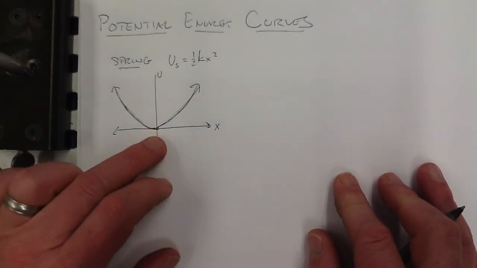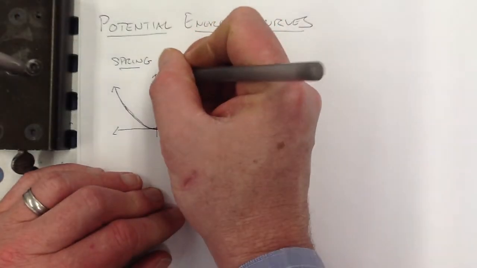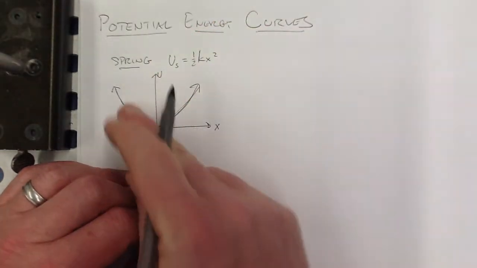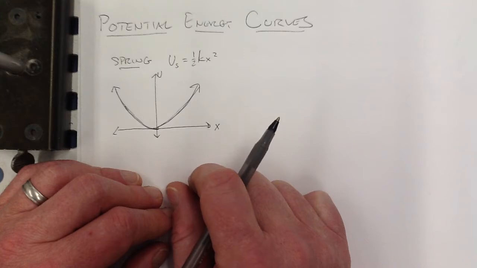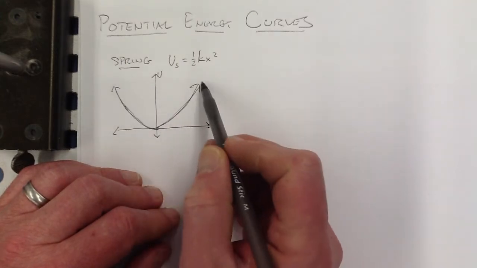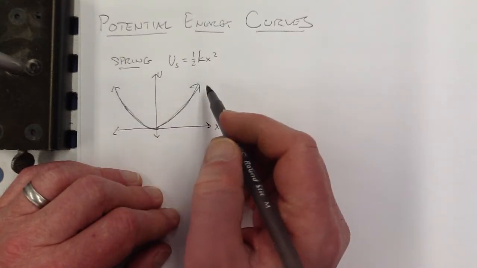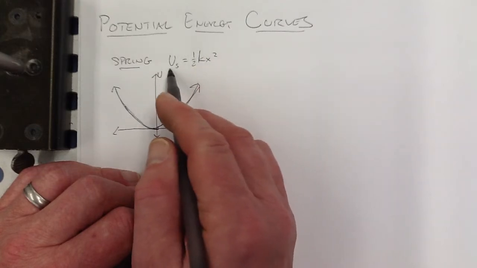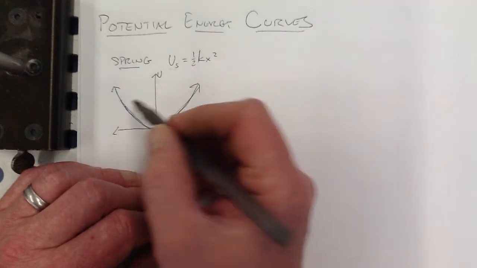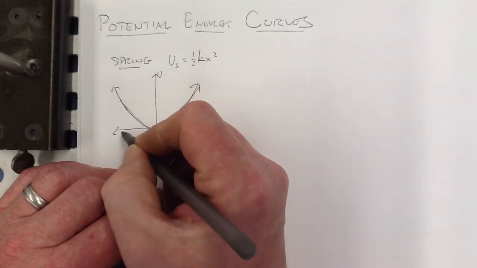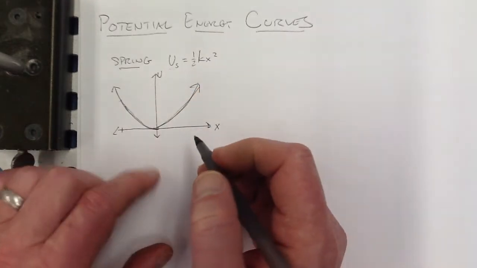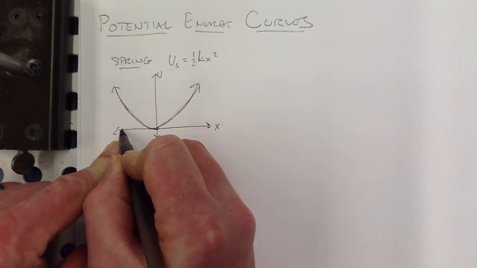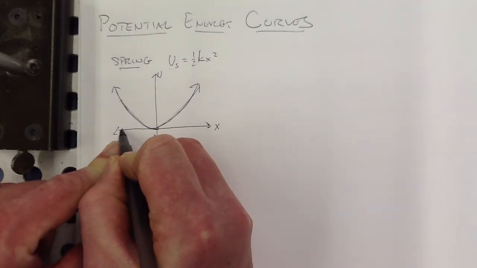Now, I think this is kind of cool. I guess I just think physics is cool, but one of the cool things about these potential energy curves is you can almost understand what an object is going to do. Potential energies are associated with forces. So what is going to happen if you took some object and you put it at this x position? What would it do?